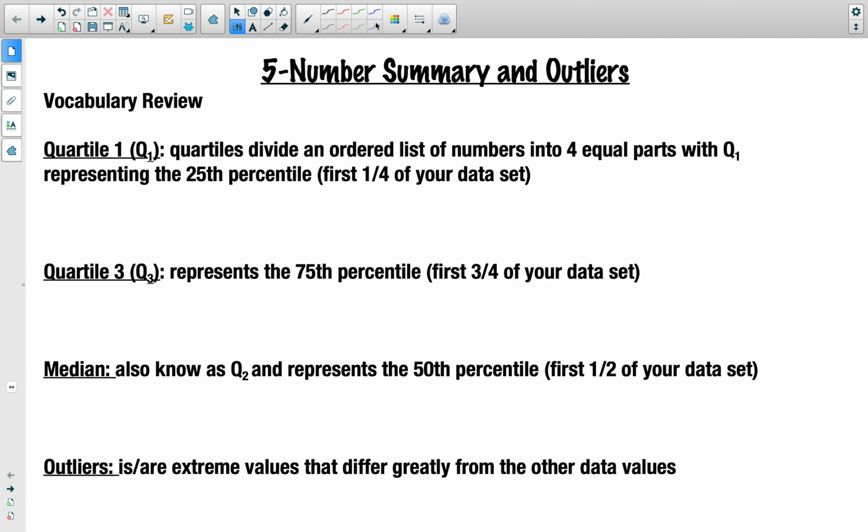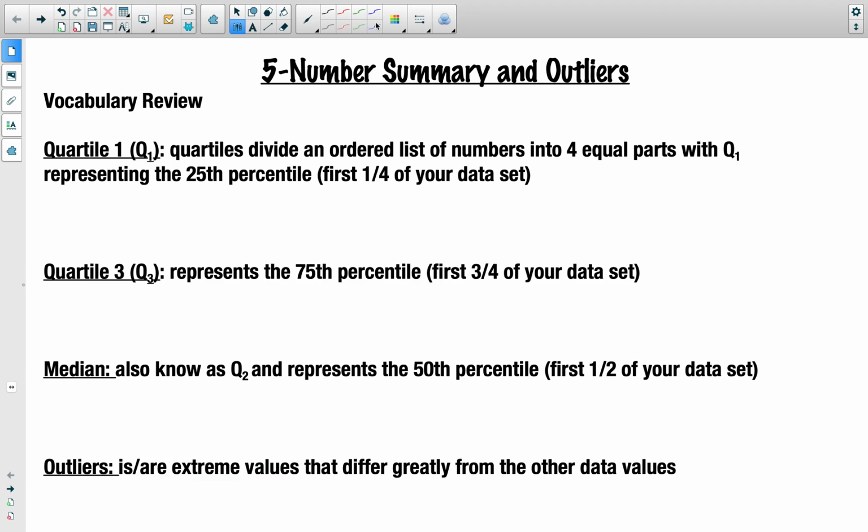Just like when we split $1 into 4 equal parts, we call them quarters. 1 quarter is 25 cents and so on. We do the same thing with data sets. So if we call it quartile 1, quartiles divide an ordered list of numbers into 4 equal parts, with quartile 1 representing what's called the 25th percentile, or the first fourth of your data set when it's ordered from least to greatest. And then we've got quartile 3, which represents the 75th percentile, or the first 3/4 of your data set.